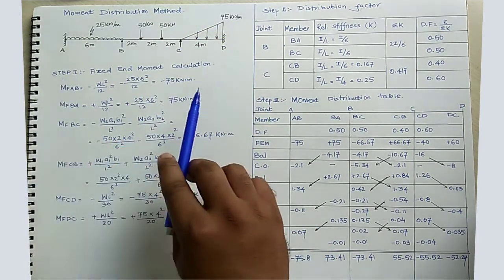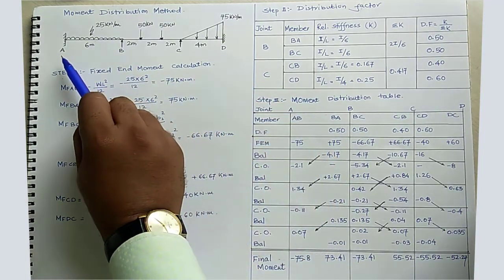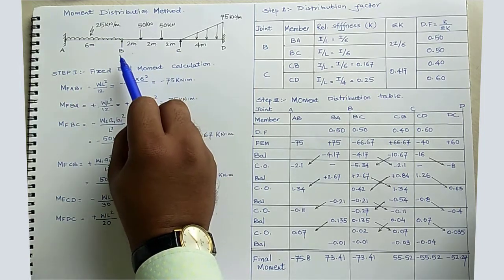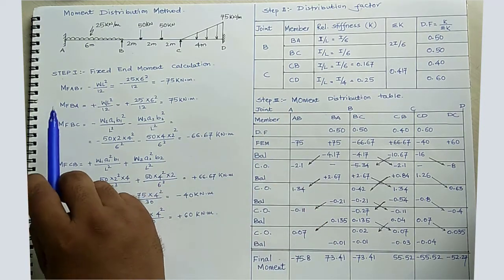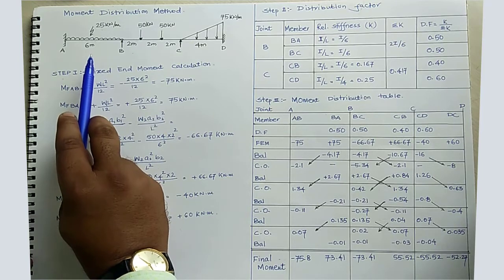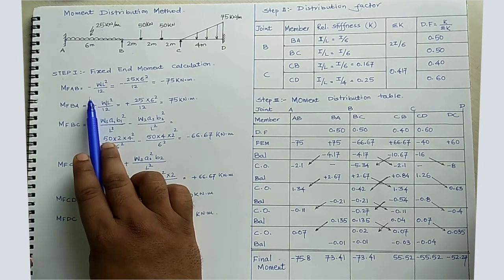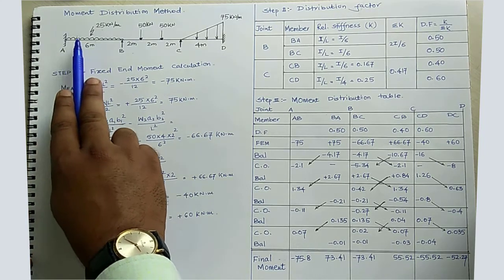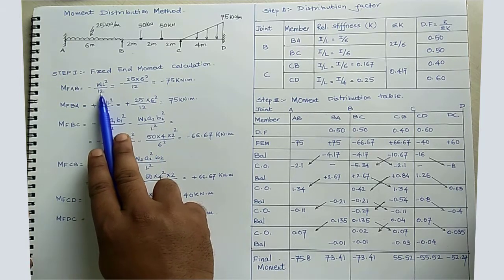Now, step number 1 is to calculate the fixed end moments. We have to calculate the fixed end moments of AB, BA, BC, CB, CD and DC. The fixed end moment AB, as it is subjected to the uniformly distributed load of 25 kN per meter, is minus WL square by 12. The minus is because the rotation at A is anti-clockwise.